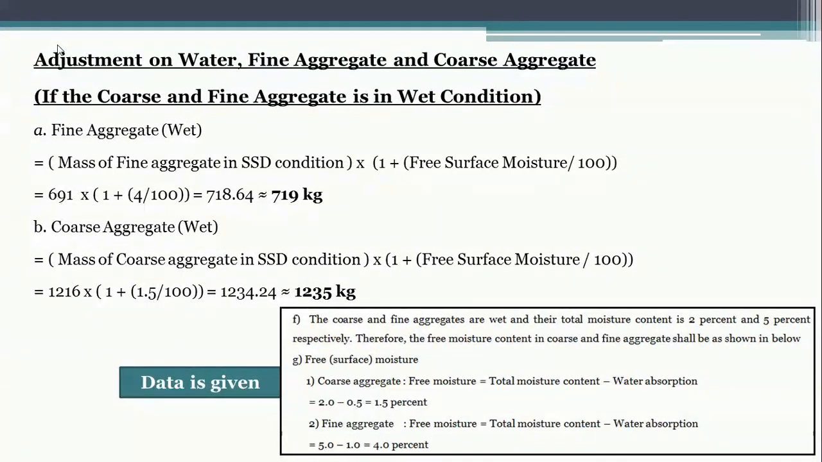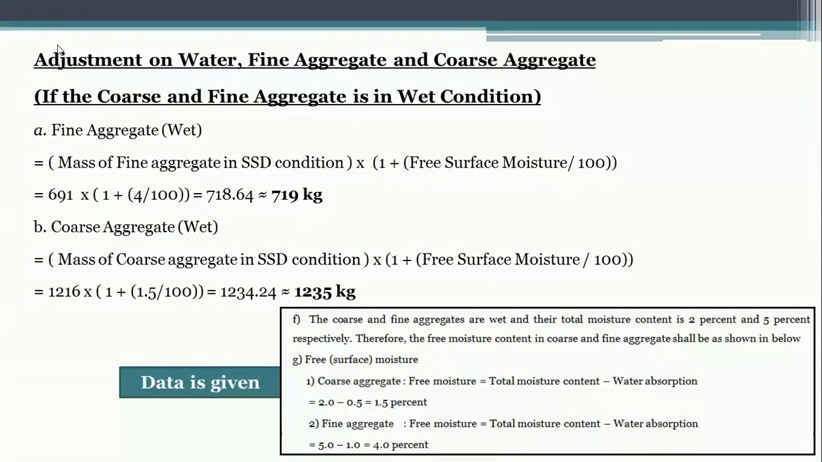For the dry condition, we did a similar thing for fine aggregate, but the formula is different. It was mass of fine aggregate in SSD condition divided by 1 plus percentage of water absorption, because there was no free surface moisture. Dry condition means there will be no surface moisture, free surface moisture will be nil, then only we say it is a dry condition. But in this case the surface moisture is given in the problem.